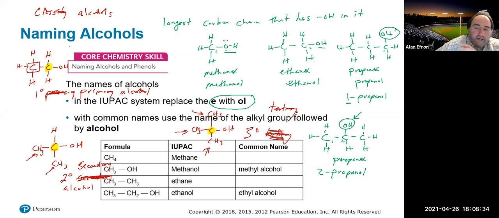So when you're trying to identify an alcohol as primary, secondary, or tertiary, you look at the carbon that has the OH group attached, and how many carbons are directly attached to it. Any questions on that there?